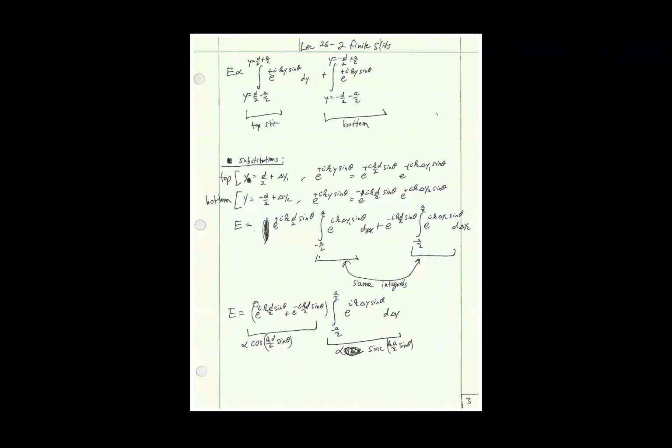Now we know what the sum of these two exponentials is. It's proportional to cosine of kd over 2 sine theta. And we know what this integral is. We did it last time. And we got something that's proportional to the sinc of ka over 2 sine theta. And somebody must have a question, because I've thrown a lot at you. We've set up a lot of notation.